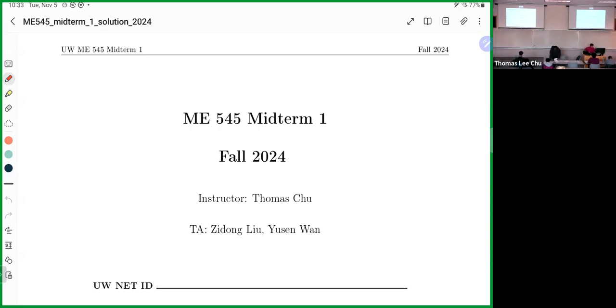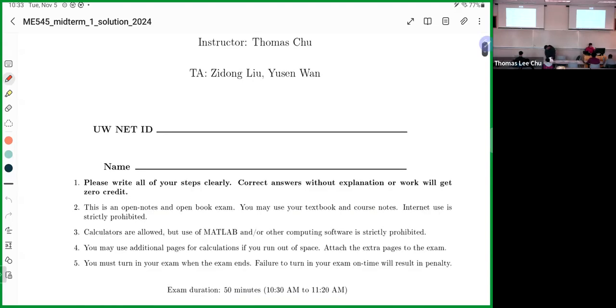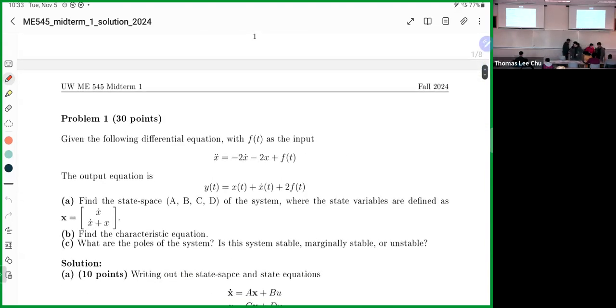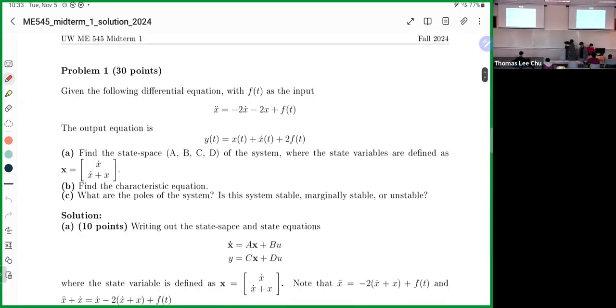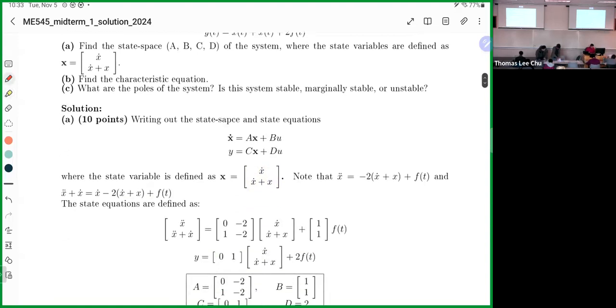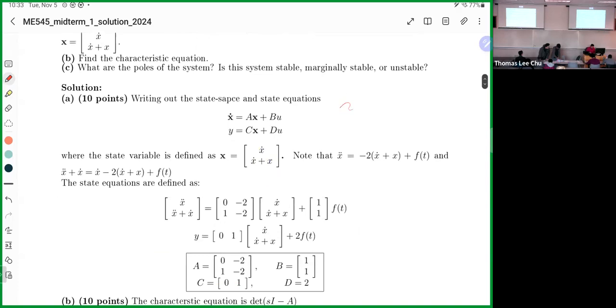All right. So I'm going to go over quickly common mistakes for each problem. Overall, number one is a tricky one in the sense that I define the state variables as x dot and x dot plus x. And this really tripped up a lot of people. Here's a very common mistake. So basically how I defined it is that x1 is equal to x dot, and then x2 is equal to x dot plus x.